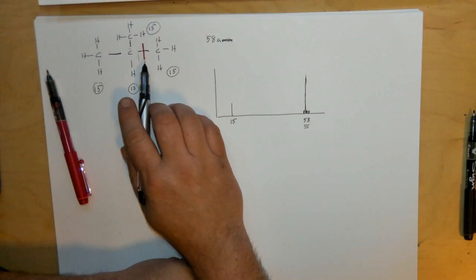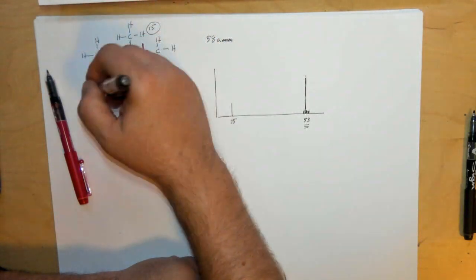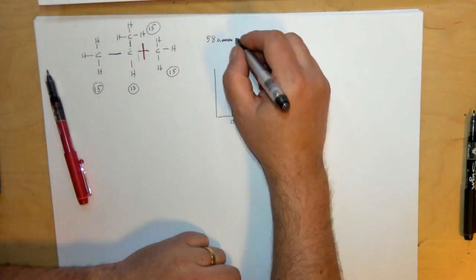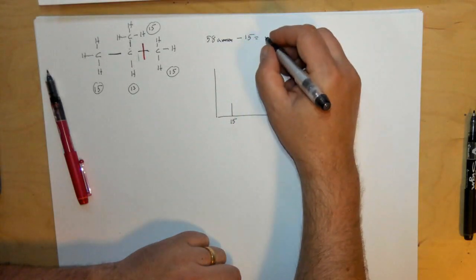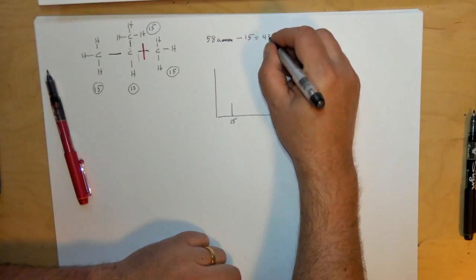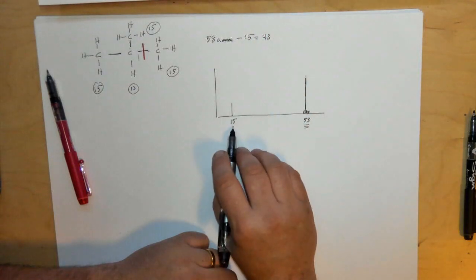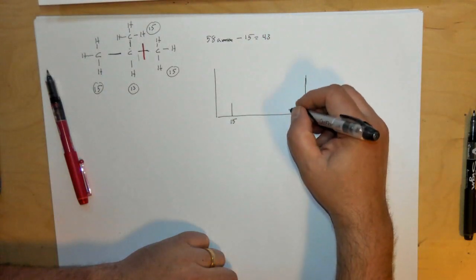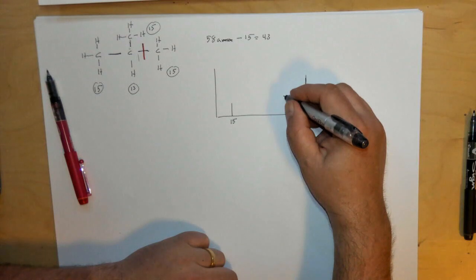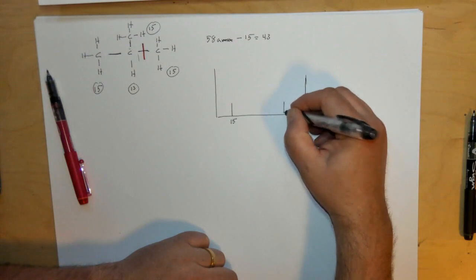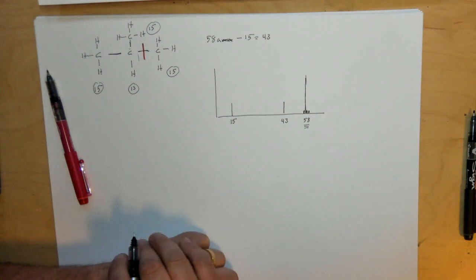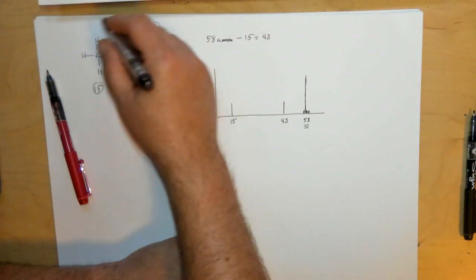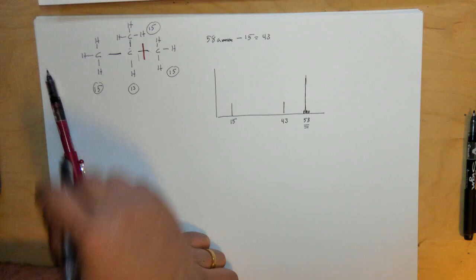But if you get a peak at 15 and the rest of this molecule remains intact, then it becomes 58 minus 15, which is 43. So if you get a peak at 15, there's a really high likelihood that you will also get a peak at 43, because the rest of this molecule weighs 43.